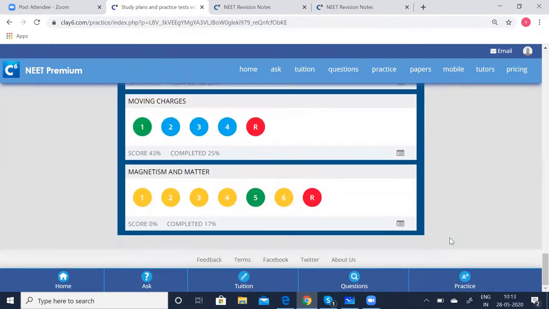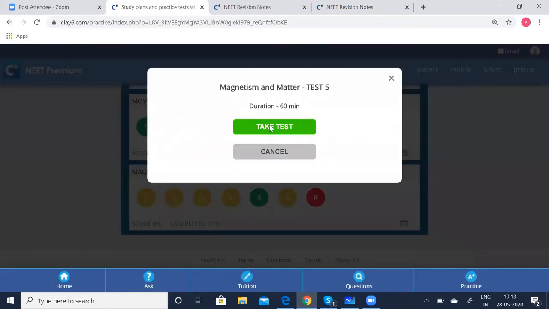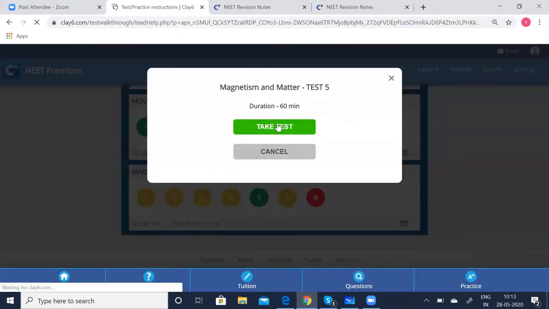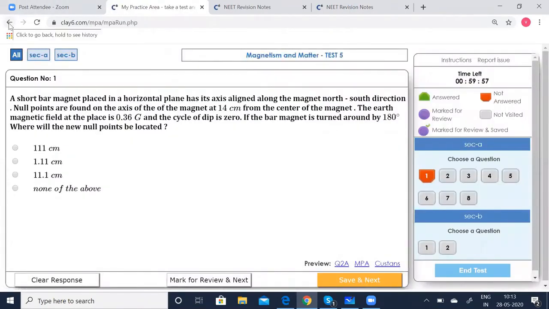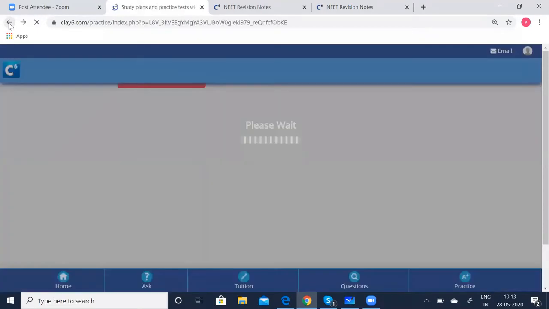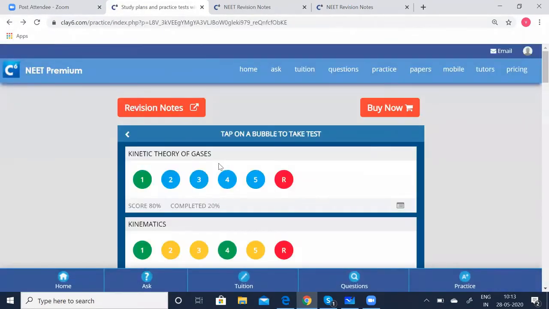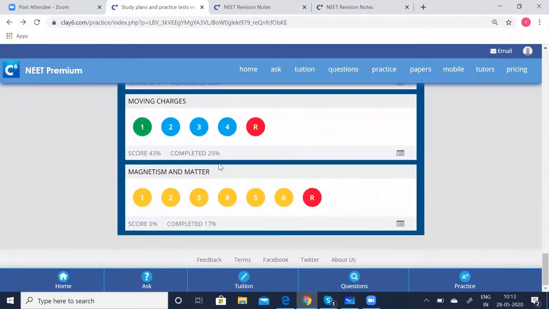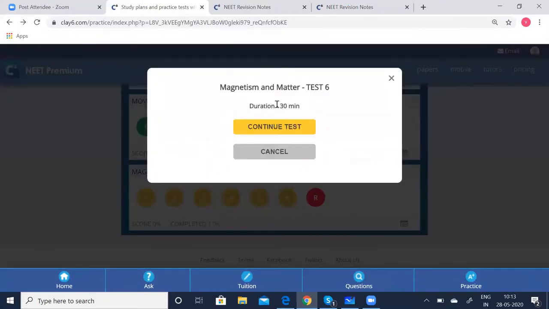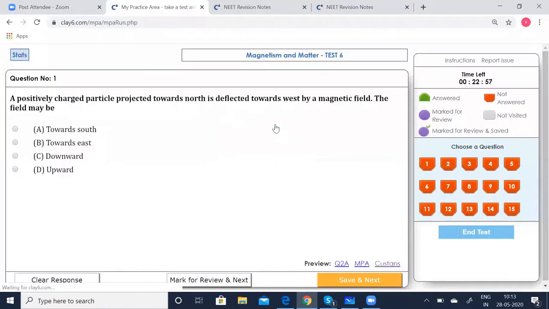Now let us go to magnetism and matter. I'm taking the test. Oh, not the student, it's an incomplete thing. Let me do this again.